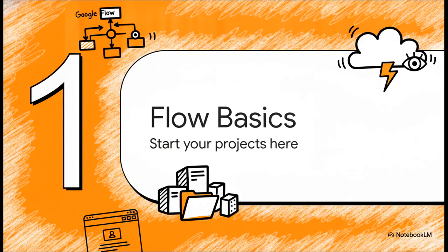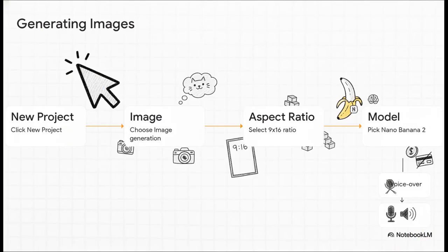Section 1. Mastering Google Flow basics. Start your projects here. So everything you create in Google Flow starts the exact same way. It's all neatly organized into what they call projects. You just head over to their URL, log in, and boom, you are ready to start building right from your main dashboard. Getting started is literally just 4 clicks. First, you hit New Project. Second, right down there in the prompt box, you choose if you want an image or a video. We're going to kick things off with image generation.